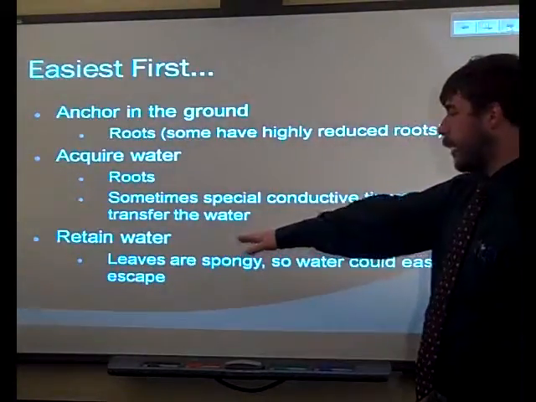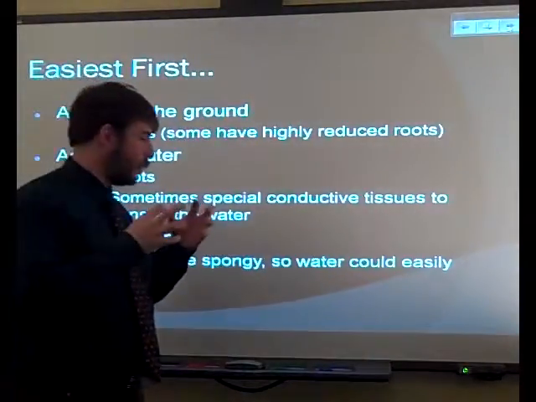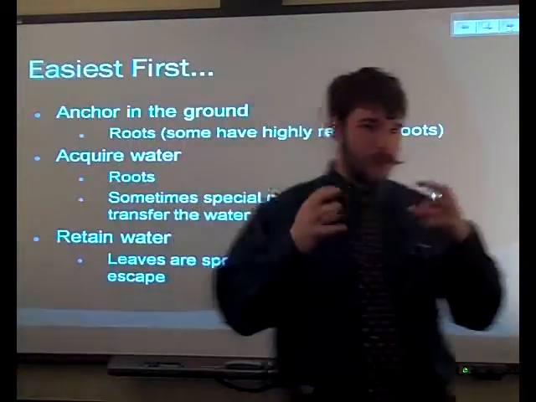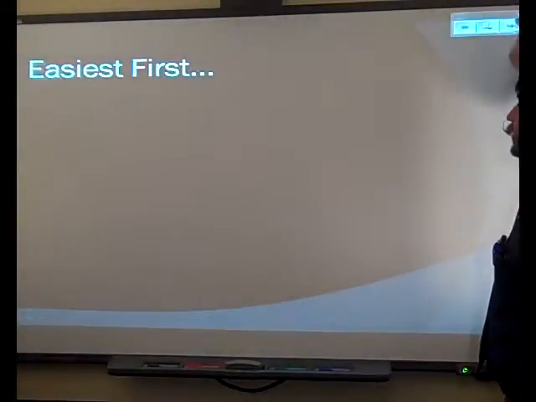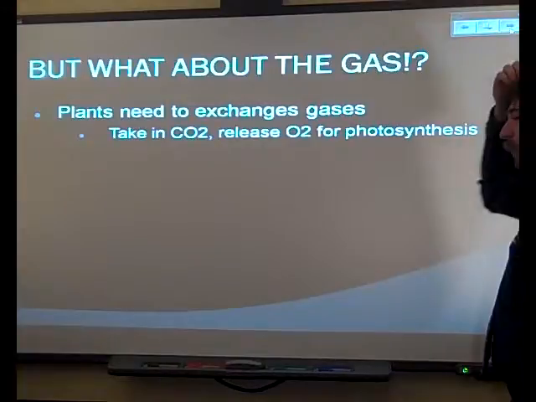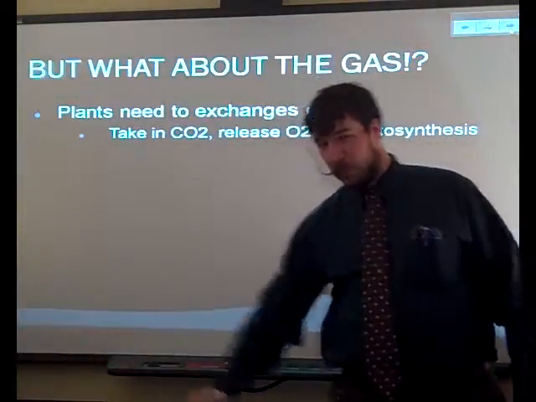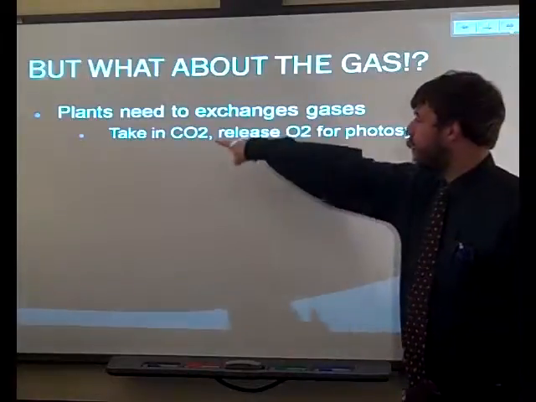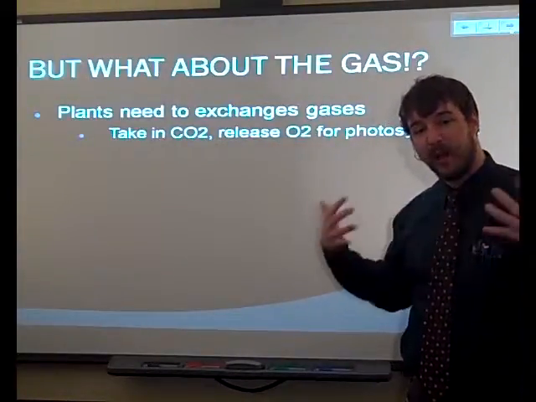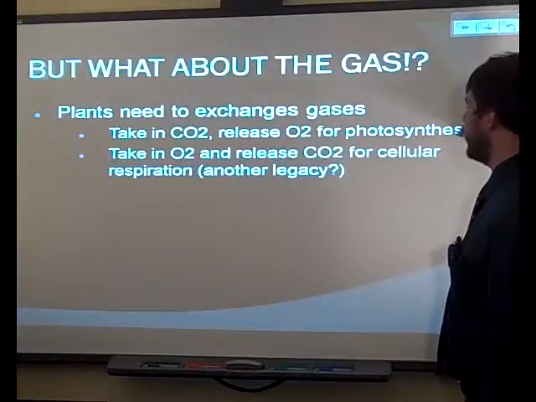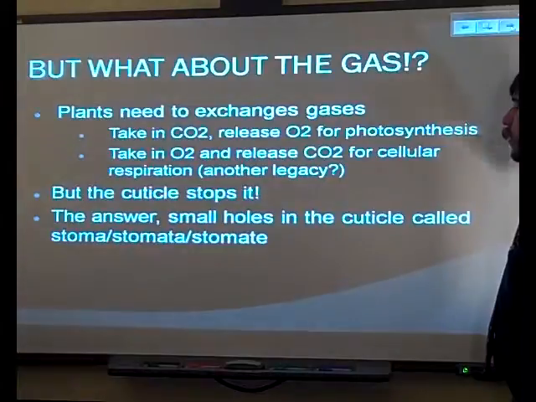And then they also need to have some way to retain that water. The leaves are spongy, so water can easily escape. So we want to make sure that there's some way to keep that water in there so the plant doesn't die. All right? Plants need to exchange those gases. They have waterproof covering called the cuticle over their leaves. But that doesn't allow them to do the whole CO2-O2 exchange with their cellular respiration and also their photosynthesis. The cuticle will stop all that.